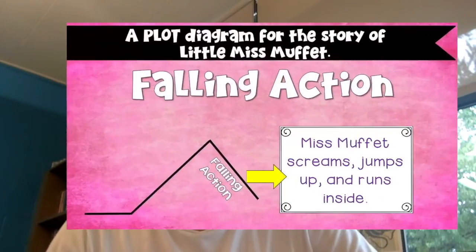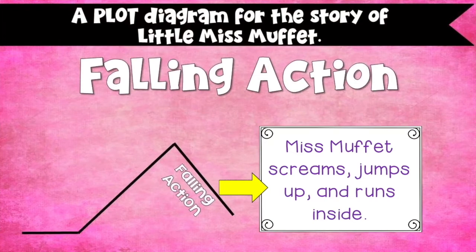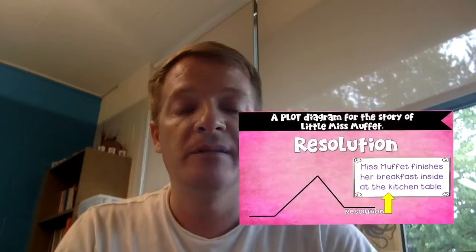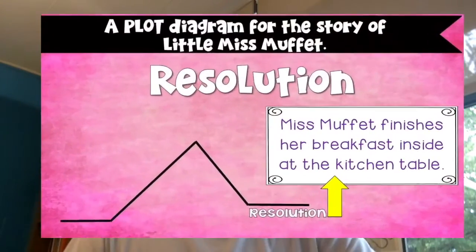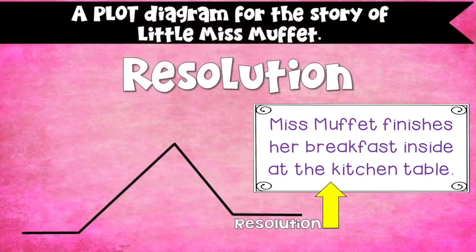So what happened after she came up to the spider? Miss Muffet screams, jumps up, and runs inside. It's kind of ending her problem because she's running away from what scared her. And the resolution: Miss Muffet finished her breakfast inside at the kitchen table.